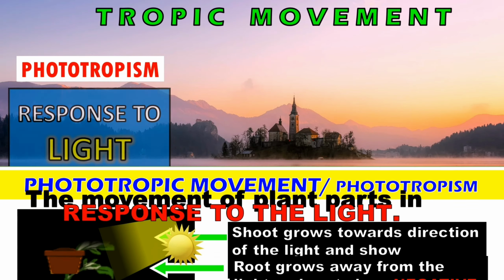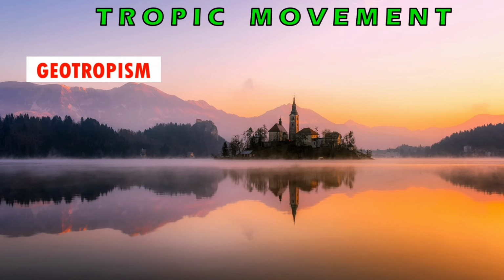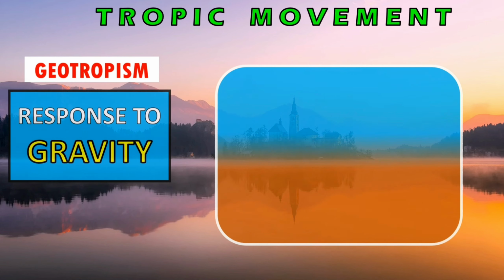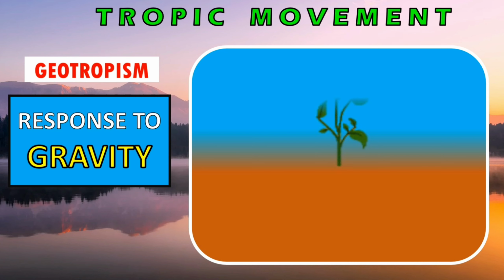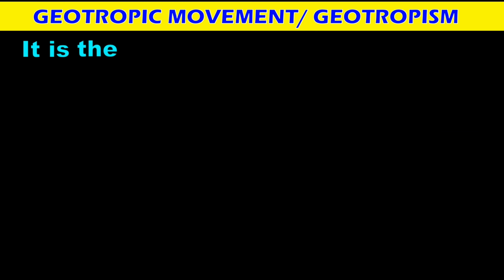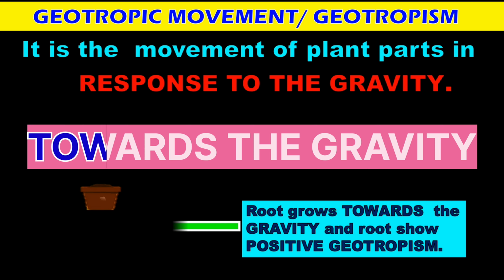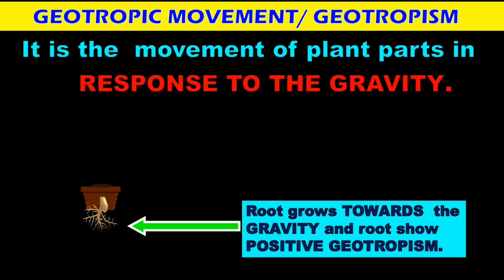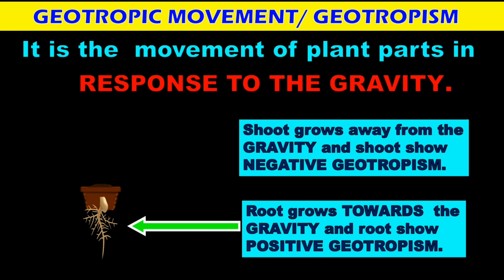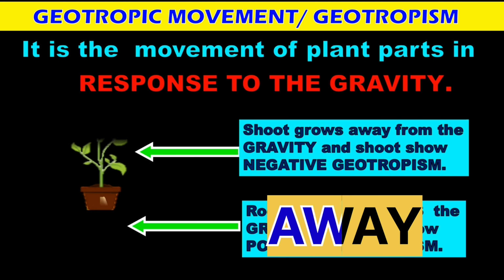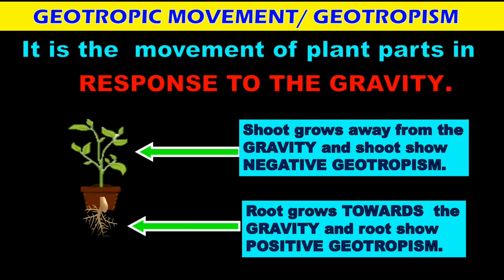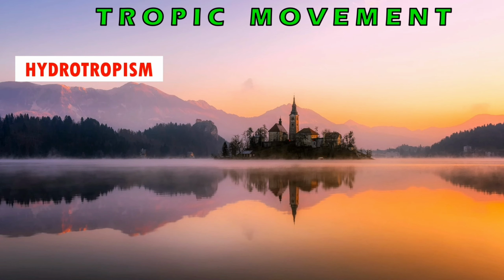The second kind of tropic movement is geotropism. In geotropism, the movement of plant parts occurs in response to the gravity, like root grows towards the gravity. Therefore, geotropic movement is the movement of plant parts in response to the gravity. For example, root grows towards the gravity and shows positive geotropism, whereas shoot grows away from the gravity and shows negative geotropism.